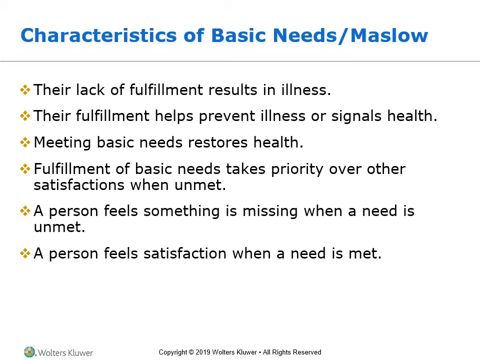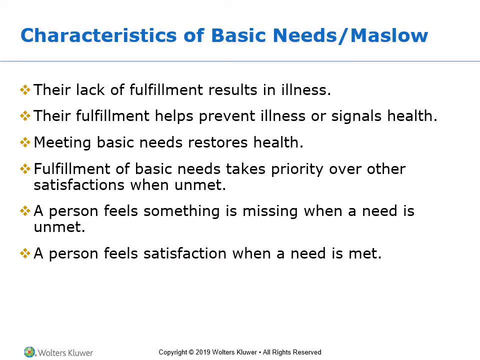Heuristics for Maslow are that whenever something is considered a basic need, its lack would result in someone becoming ill. So, in other words, if I didn't eat a proper diet or proper nutrition, like in somebody who has anorexia, it would cause me to become ill. The fulfillment of doing so would help me to prevent illness or to signal that I'm in good health. So by meeting this need, it's either put me in a status of good health or it's helped me to prevent some sort of illness.